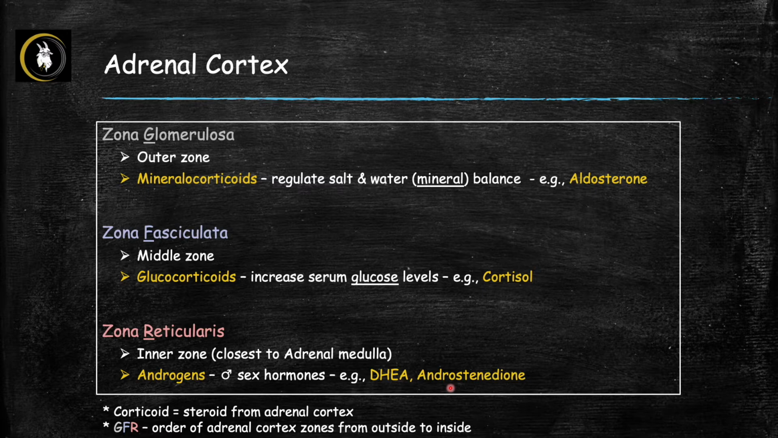And then finally, a little mnemonic to help you remember the order of these. If you look at the three different zones from outside to in, we have glomerulosa, fasciculata, and reticularis. The first letter of each of them spells GFR, as in glomerular filtration rate. So that might help you remember the order of these adrenal cortex zones.